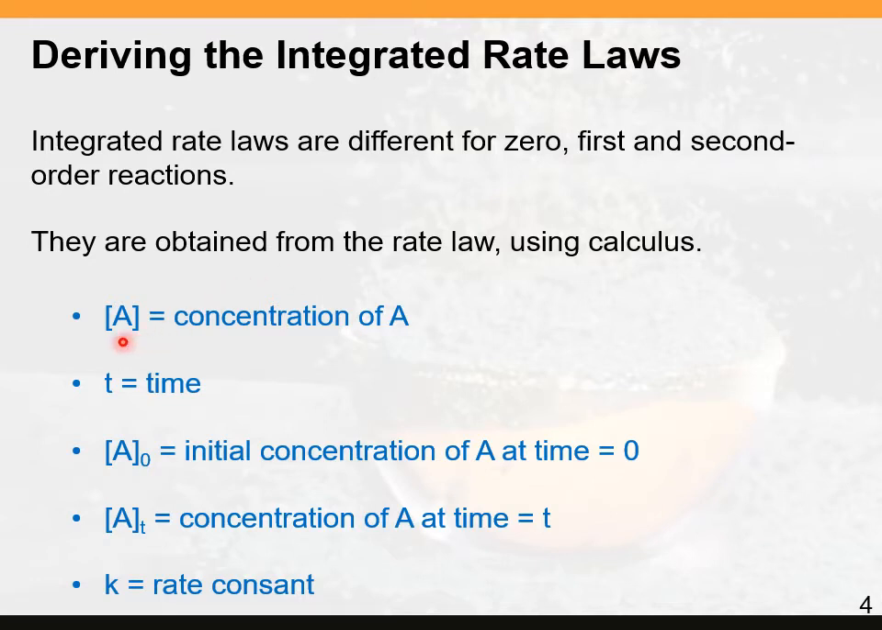In square brackets, A means the concentration of the reactant A. t is short for time, and concentration of A sub 0 is the initial concentration of A at time equals 0 in the beginning of the reaction. Concentration of A sub t is the concentration of the reactant A at time equals t. t is a variable, and k is the rate constant.